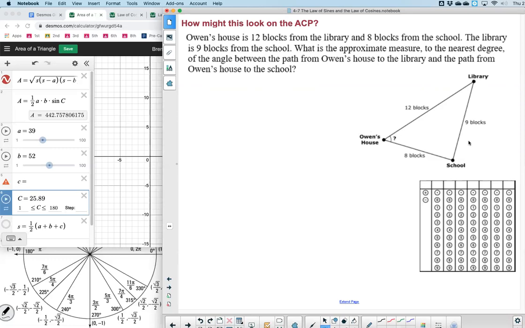First thing I want to address, this does not have a right angle. It does not tell us that there's a right angle, so I can't use sine is y over r, cosine is x over r, tangent is y over x. So we have to use either the law of sines or the law of cosines. Which one would I use in this case? Law of sines or law of cosines? Why cosines? There are no pairs. So we're going to use law of cosines.